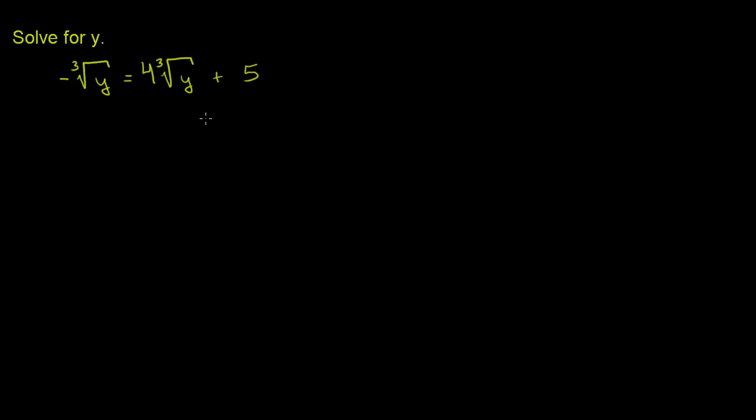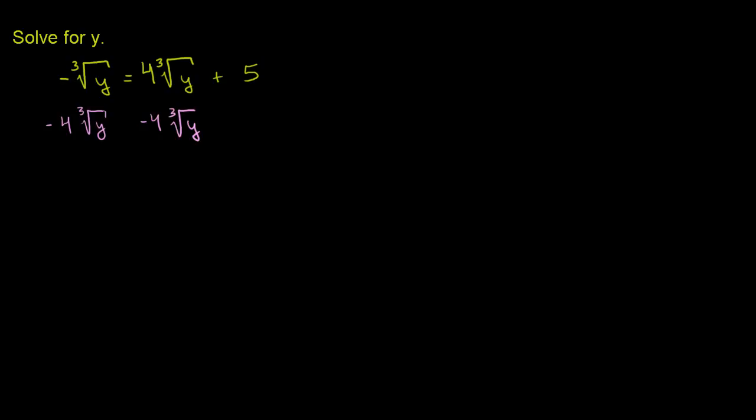So let's see if we can isolate the radical. The simplest thing to do, if we want all of the radical on the left-hand side of the equation, is to subtract 4 times the cube root of y from both sides of this equation. So let's subtract 4 times the cube root of y from both sides.